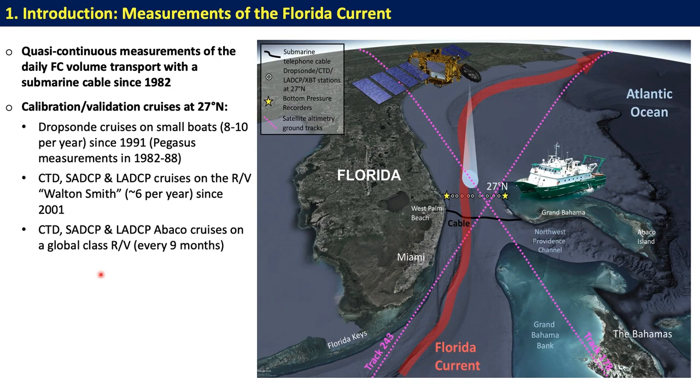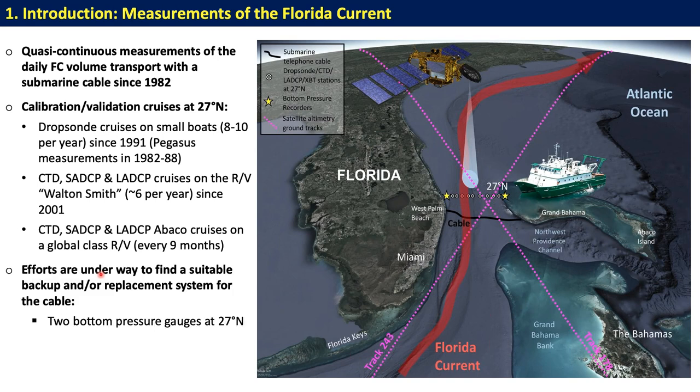Although the cable has been the most reliable and cost-effective measurement system for Florida Current transport, efforts are underway to find a suitable backup or replacement system that would substitute for the cable during inevitable future system failures, for example, if the cable breaks. One of the cable alternatives that has been investigated is the use of two pressure gauges deployed near the 12 meter isobath on both sides of the Florida Straits at 27 north, shown by yellow stars in this map.